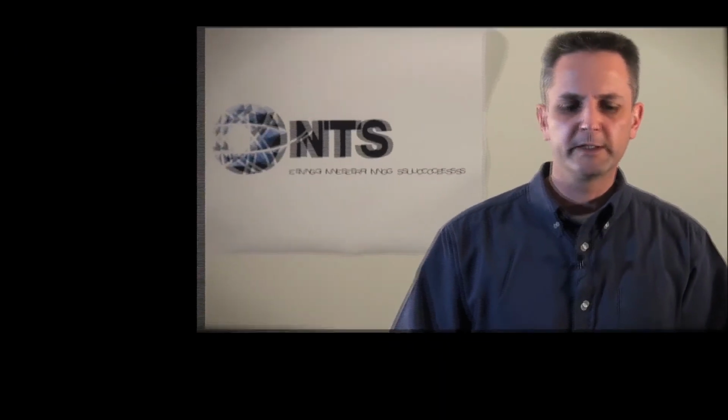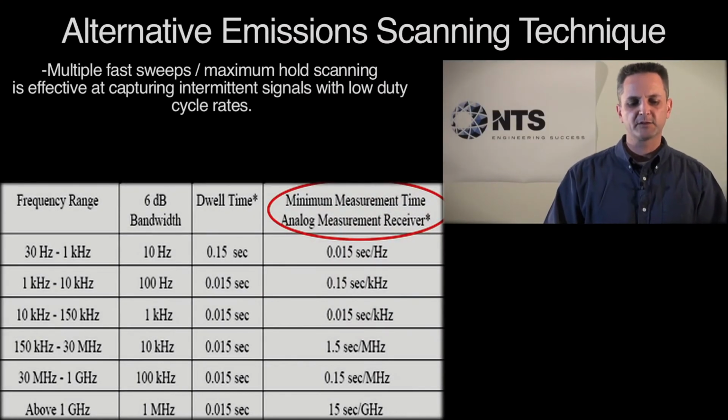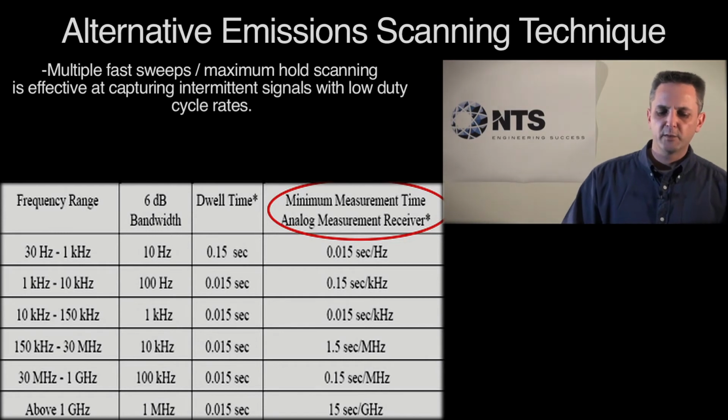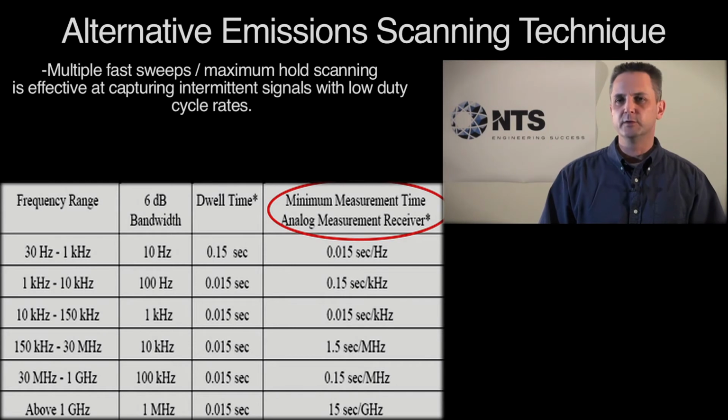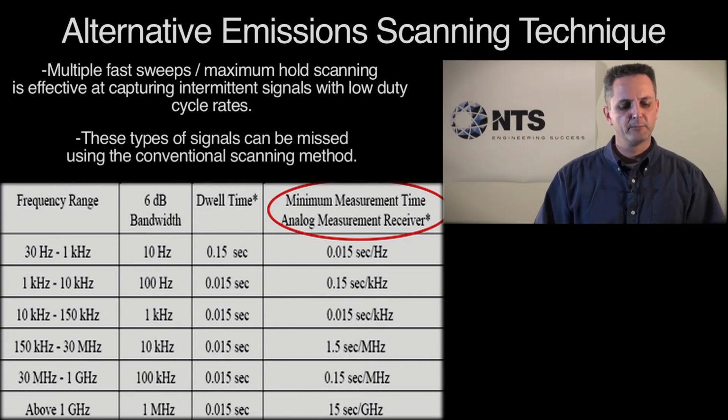Now there's an alternative test method as well. This alternative method is relatively well defined in Mill Standard 461F. It was talked about in earlier revisions of 461, but it really covers multiple fast sweeps, maximum hold scanning. Typically used when you have a device which produces intermittent signals with low frequency duty cycle rates. These types of signals can be missed during a conventional scanning method.